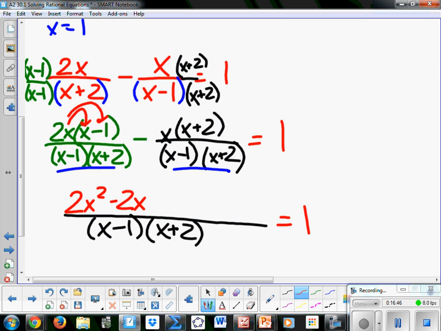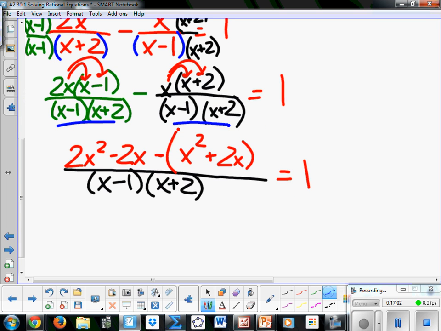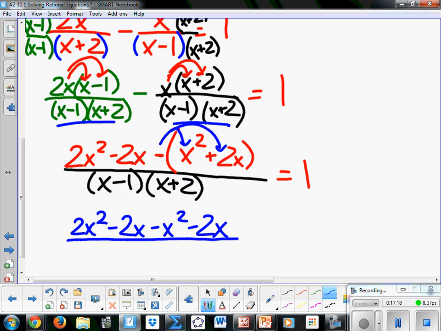Okay, so we're back to subtracting. When I distribute x to both of these, I get x squared plus 2x. Now since I am subtracting, I have to make sure that I distribute my negative to both parts of this. Okay, so in order to simplify, I get 2x squared minus 2x minus x squared minus 2x all over x minus 1, x plus 2, all equal to 1.